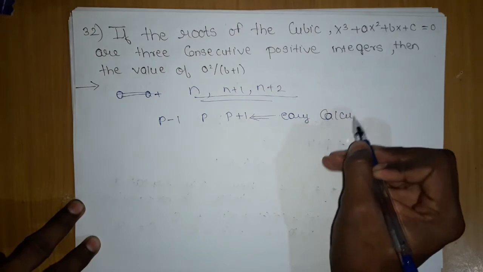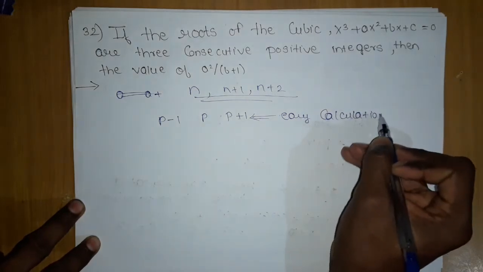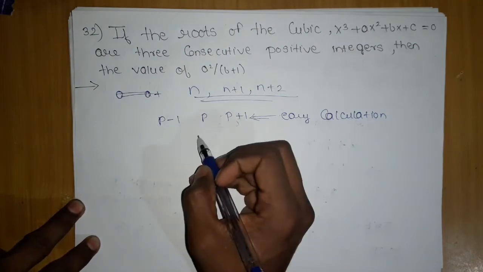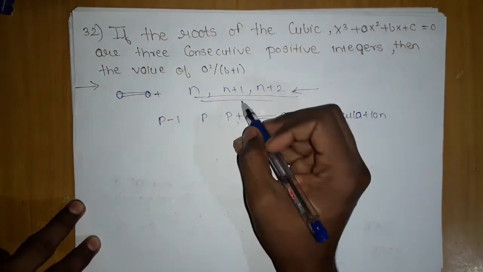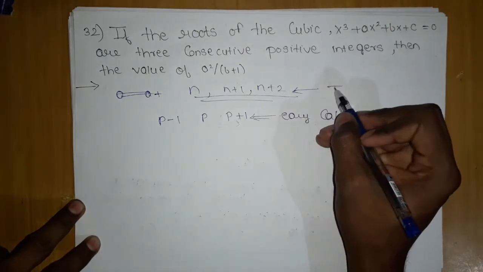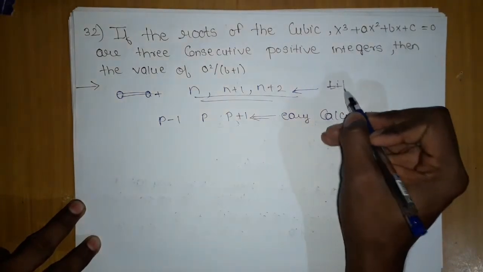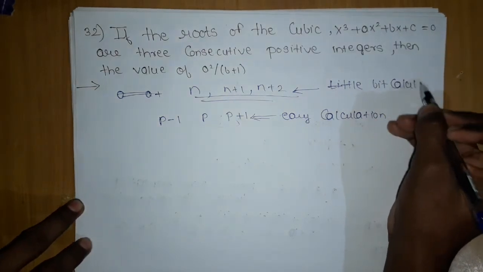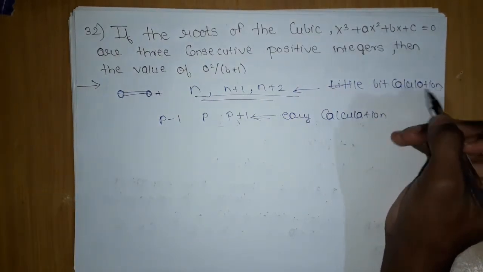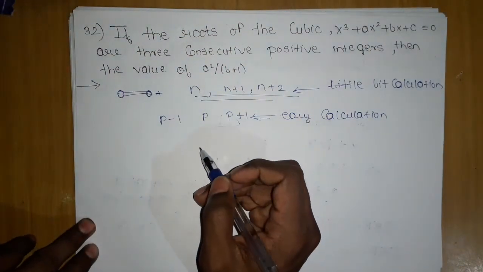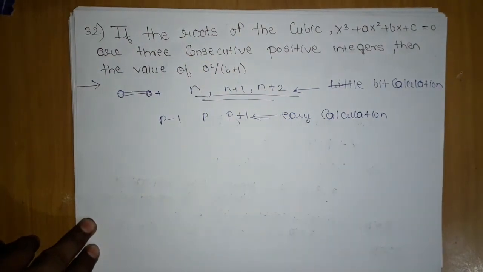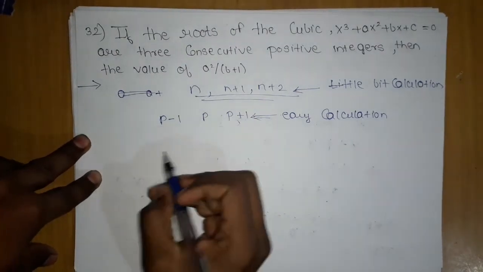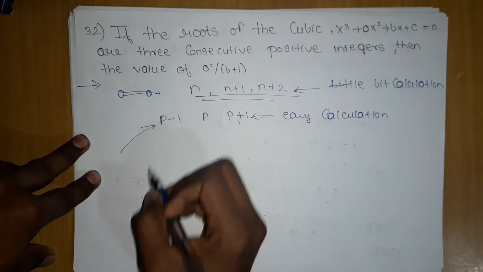This is an easy calculation, because when you add, these two will cancel out, which will directly give me plus 3p, while here the terms are not cancelling out. So this is a little bit more calculation, because this one is easy, so I will not do it. Okay, let me do it. I will do it both ways. So let me do it this way.